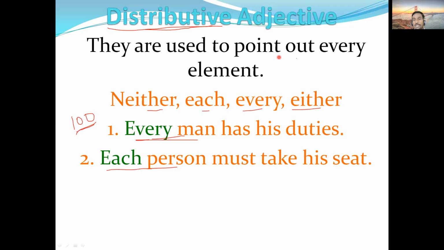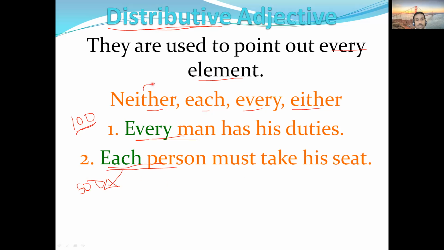So they are used to point out every element. So which are the elements? If it is man, whatever number of men there are, it is referring to every man. Each person, it is referring to every person. Maybe 1 to 500, it may be 500 here. Okay, so if it is like this, each person must take his seat, it refers to all of them. So therefore it is distributive.